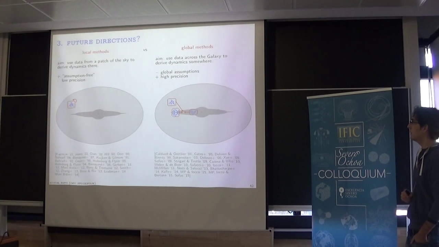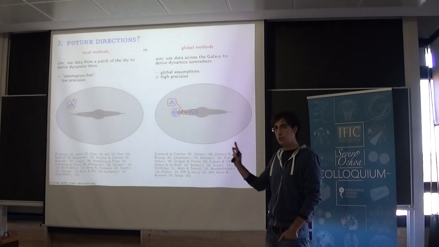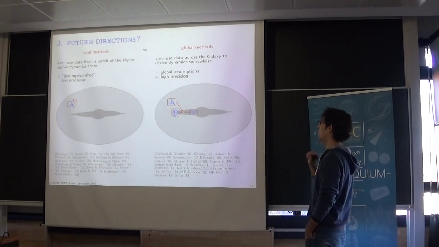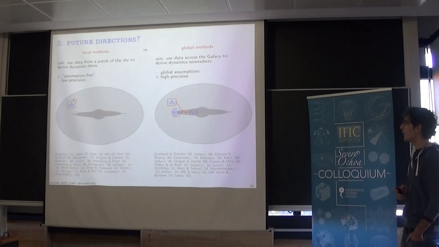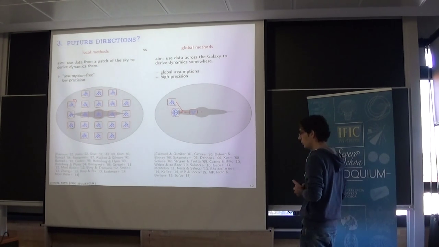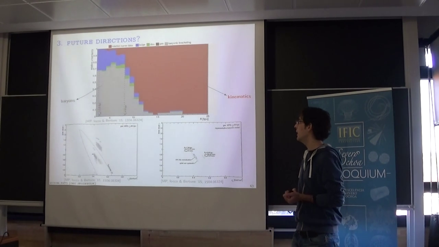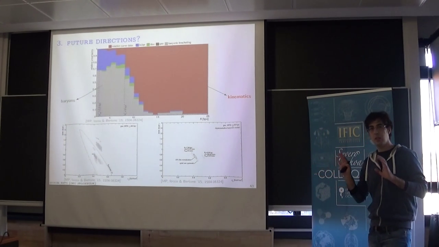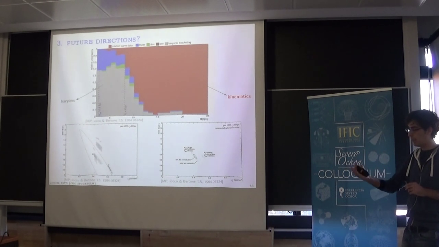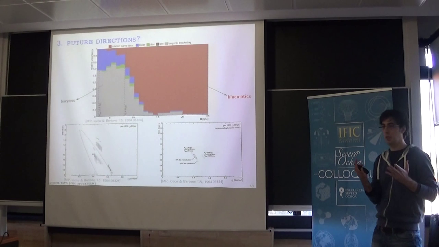Right, that leads me to future directions. So I presented a little bit the advantages and disadvantages of local and global methods. In principle, what I would like to have in the future is local methods everywhere. This would be great. Unfortunately, we are not quite there yet. And one of the reasons we are not quite there yet is because of uncertainties. There are huge uncertainties that are preventing us from having a more precise knowledge of the dark matter distribution in our galaxy.